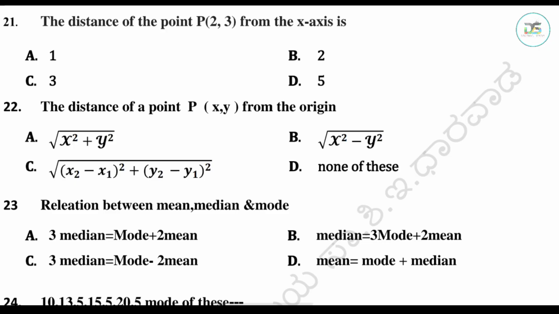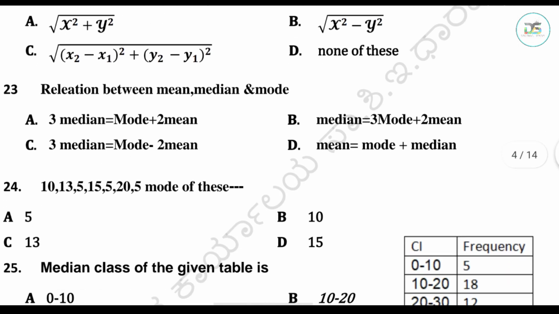Next question, relation between mean, median and mode. Options are: 3 mean is equal to mode plus 2 median; median is equal to 3 mode plus 2 mean; 3 median is equal to mode minus 2 mean; mode plus median. Here the right answer is option A, 3 median is equal to mode plus 2 mean. So let's go to the next question.